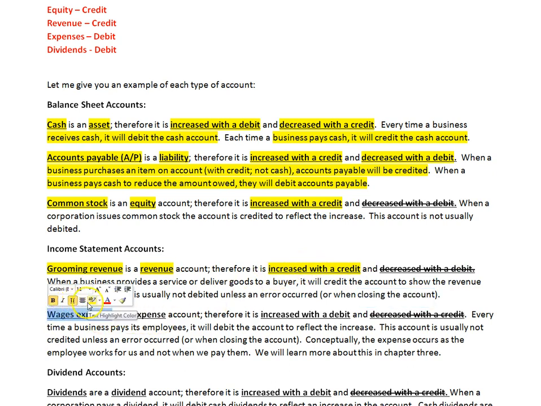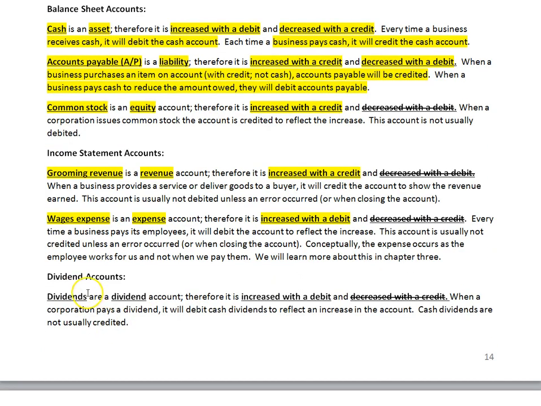Expenses have a normal debit balance. Therefore it's going to be increased with a debit. And generally they're not credited unless we're closing out the account or an error has been made. Dividends are the only type of equity decrease account we know. Dividends have a normal debit balance. Therefore they're going to be increased with a debit, and generally they're not decreased at all unless an error has been made or we're closing out the accounts.